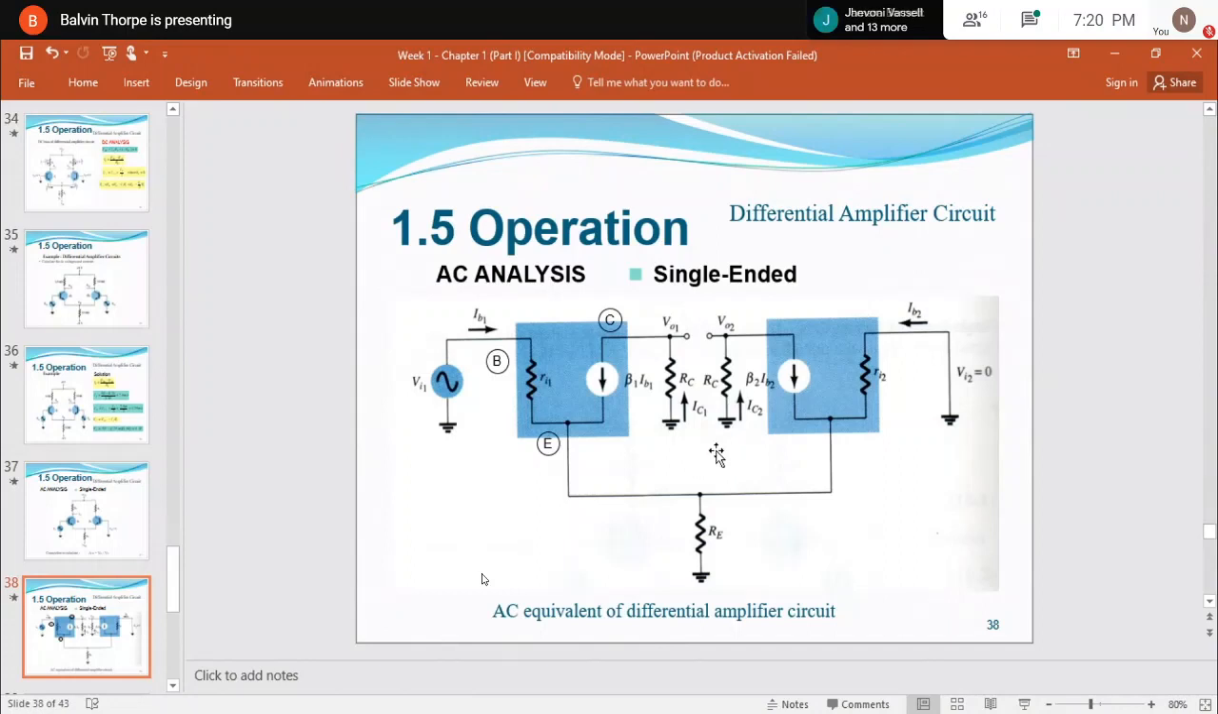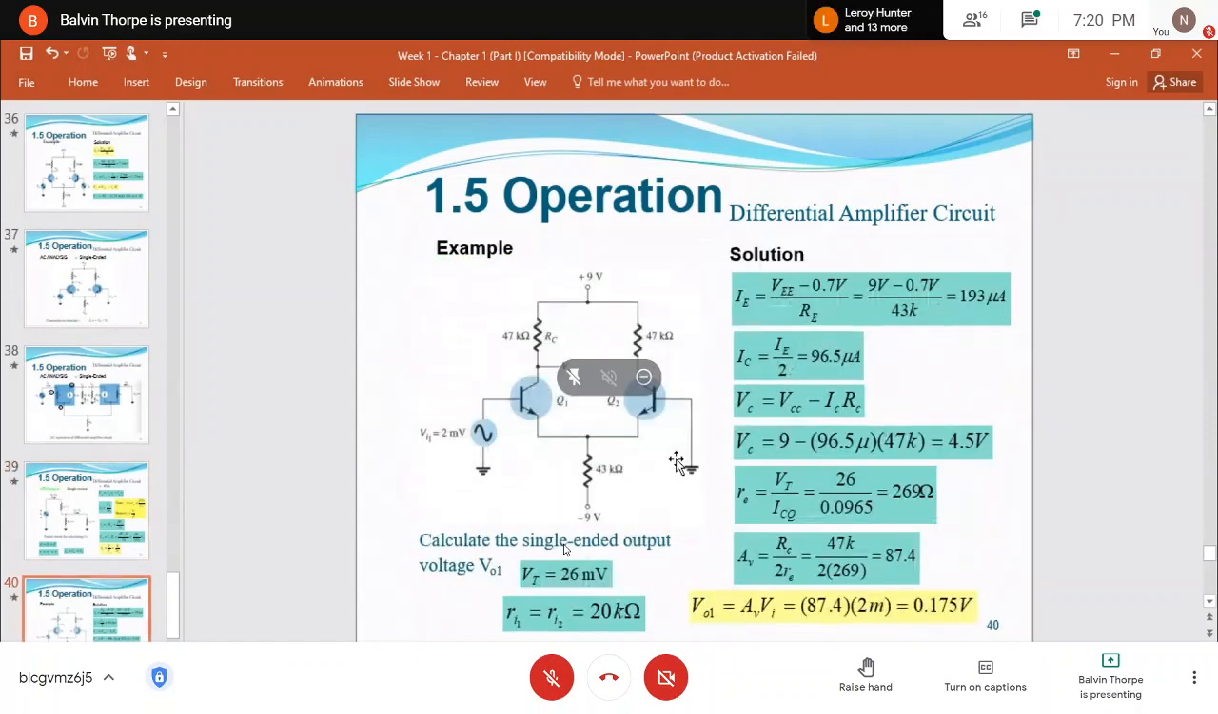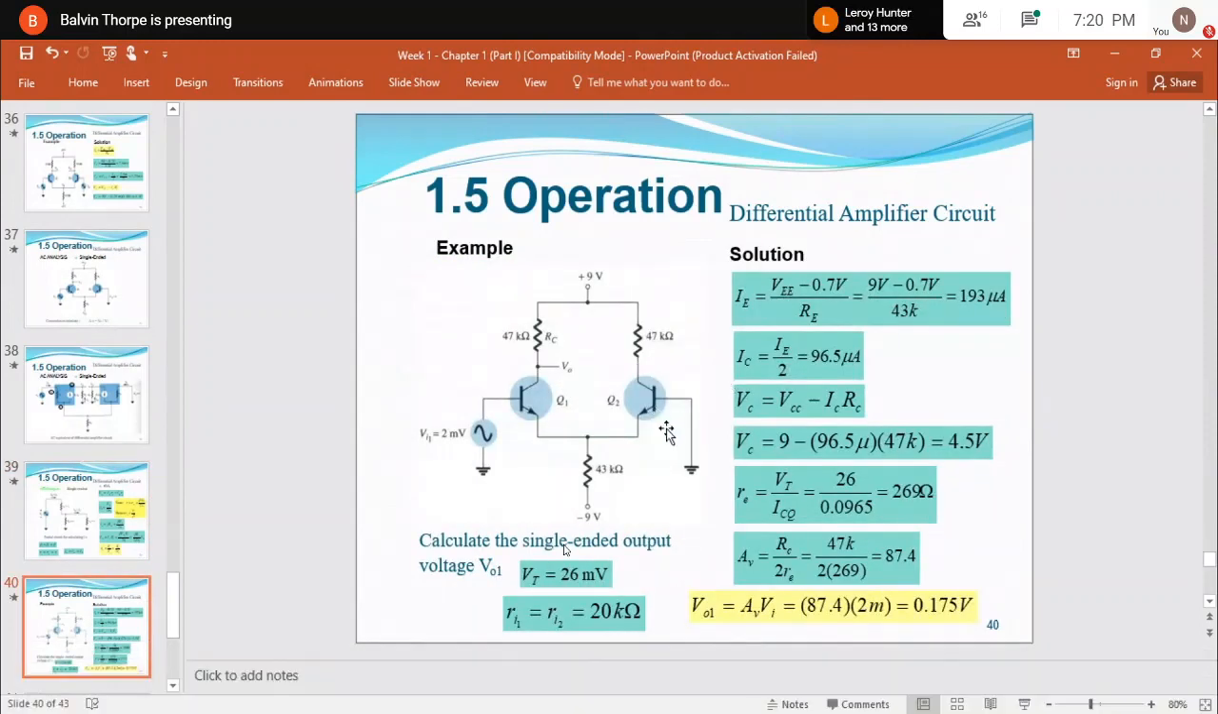And AC analysis, we're going to look at that one, see what is done for it, and see how we actually work a problem with the AC analysis. Okay?